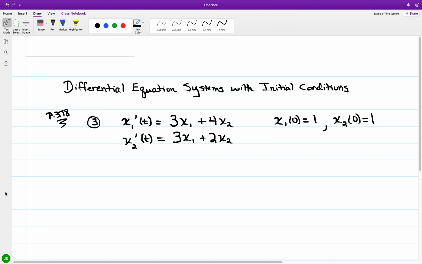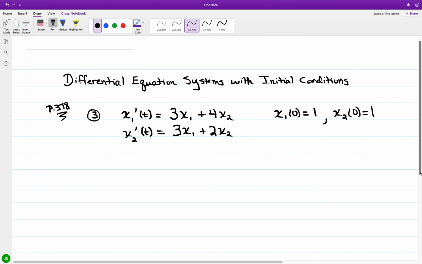Okay, and continuing on with systems of differential equations, we now have those systems with initial conditions. For what we have from page 378, we have these two equations: the first order derivative of x1 of t is equal to 3 times x1 plus 4 times x2, and the first order derivative of x2 of t is equal to 3 times x1 plus 2 times x2. With the initial conditions, at t equal to 0, both x1 and x2 are set equal to 1.